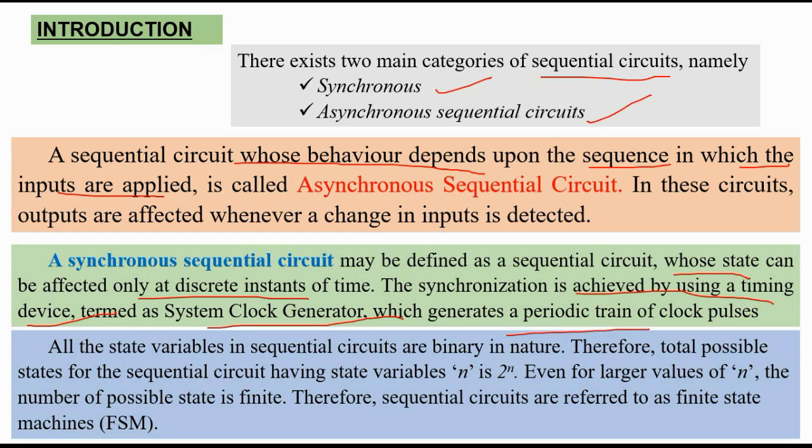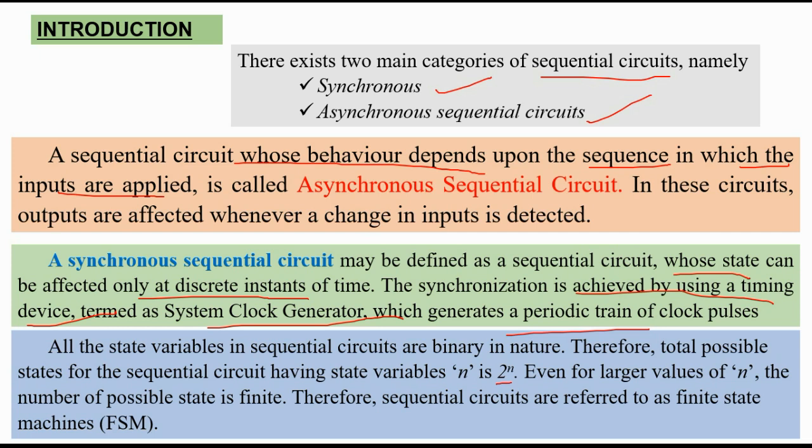Therefore, the total possible states of a sequential circuit having n variables is 2 power n. Say for example, you have taken n flip-flops. Imagine yourself. So how many states are there? 2 power n possible states. Say you have taken 2 flip-flops, 2 power 2. So how many states you will get? 4 possible states. Say n equal to 1. How many states can you get? 2 power 1, 2. That means 2 possible states.